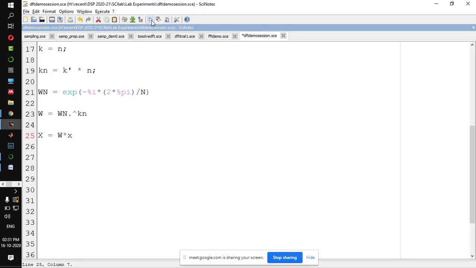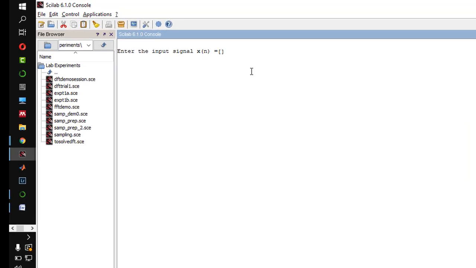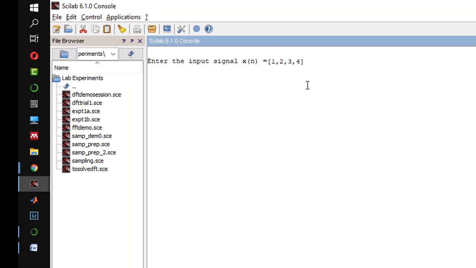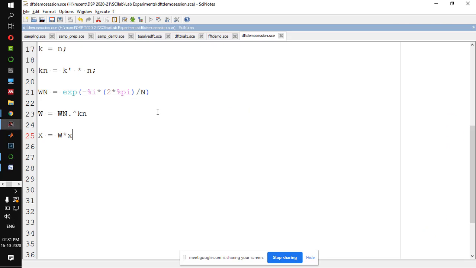If I run this, I get an error, and you have to tell me why is that error. Let me run it. Okay, it is asking me to enter the sequence 1, 2, 3, 4. So it is the 4th one. I'll give 4. So I have an error in line number 25, and it is saying inconsistent row and column dimension. Okay, so what is that line number 25? I have this line.